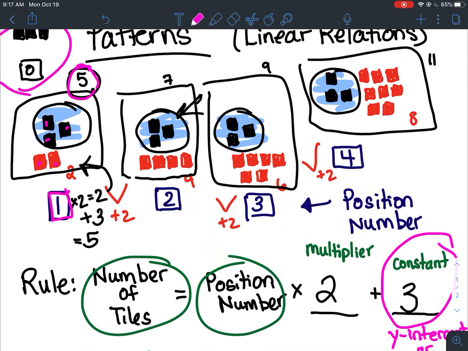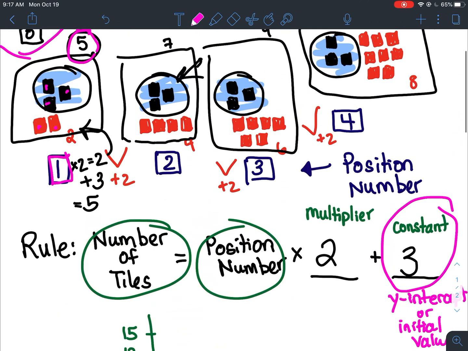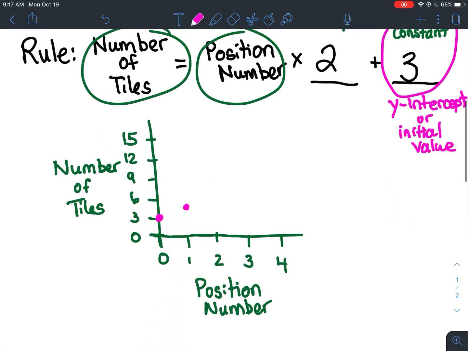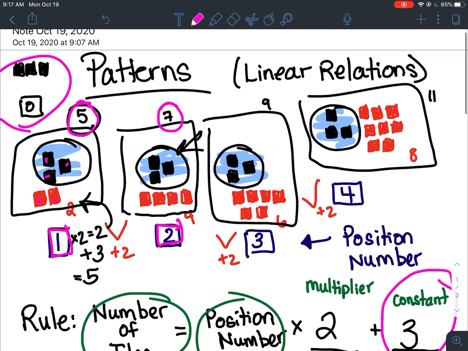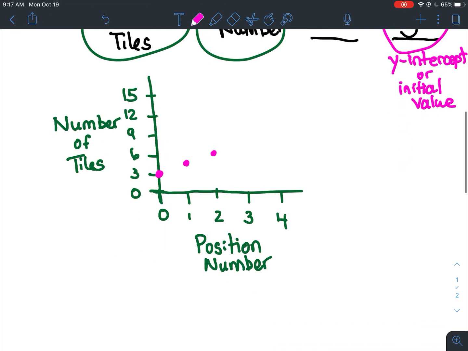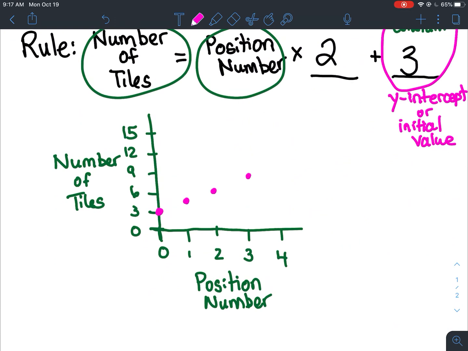1, 2, 3, 4, 5 tiles. So in position 1, I'll just graph 5 tiles. In position 2, I have 7 tiles. So like here. In position 3, I've got 9 tiles. In position 4, 11 tiles. So you can see our relationship is going up in a straight line. It's a linear relationship.